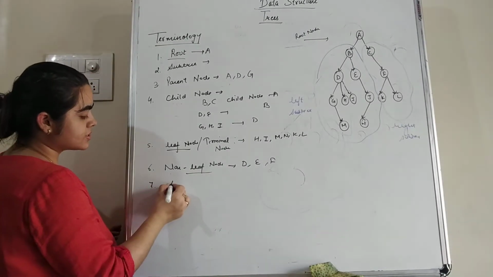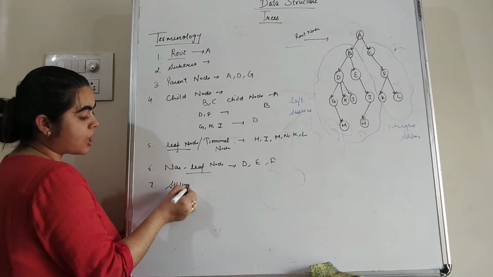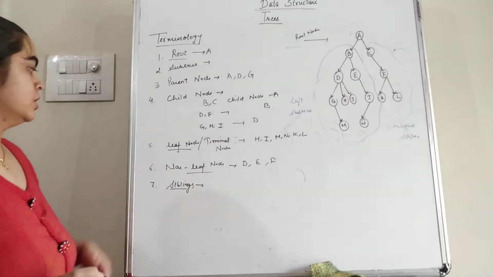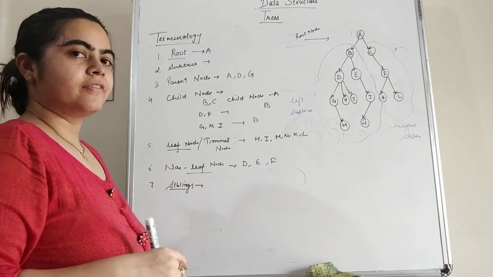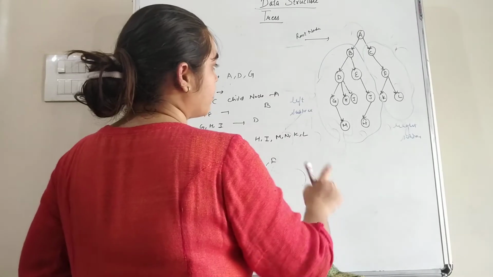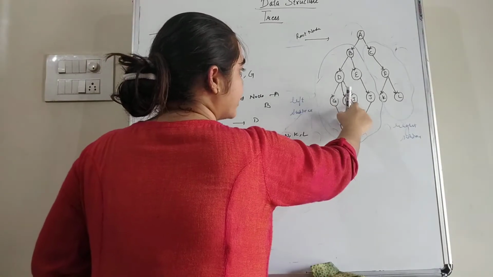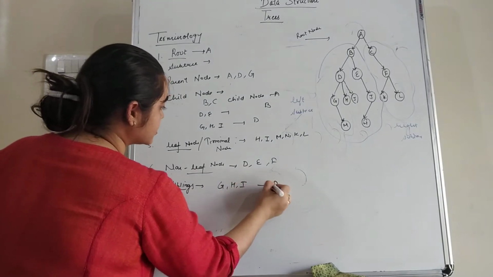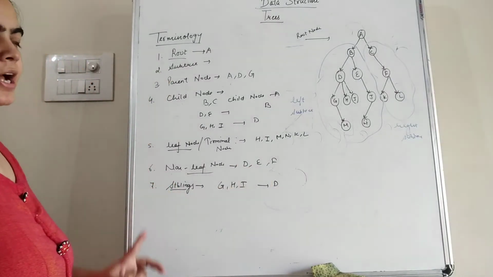Next term is the sibling. Siblings are the nodes that have one parent only. All the nodes which have a common parent are known as siblings. In this example you can see G, H and I. G, H and I are siblings because they have only one parent, that is D.